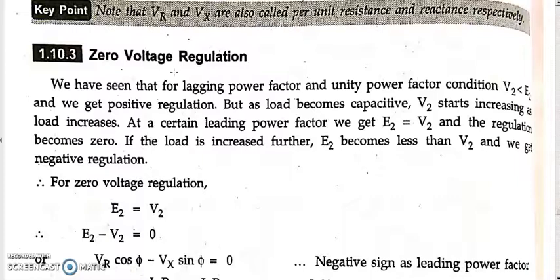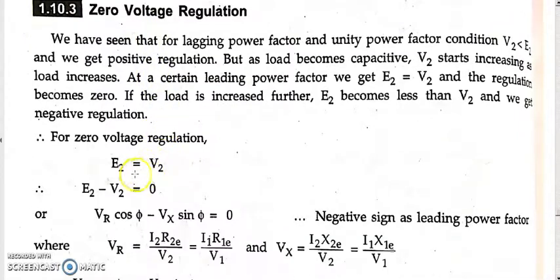So a better transformer, whose efficiency is good, has very low regulation. Remember that. Whichever transformer has less regulation for full load condition, that transformer has good efficiency, because the drops are less. Drops in the transmission line are also less, as well as drops in the windings.